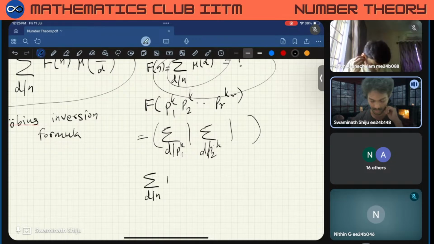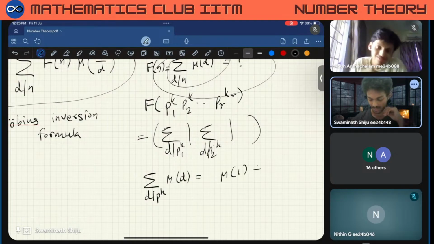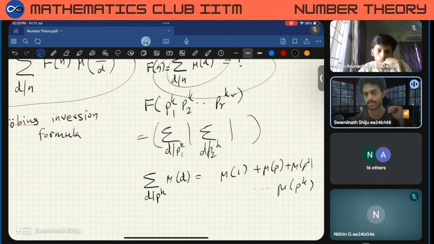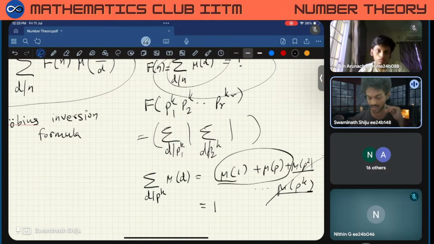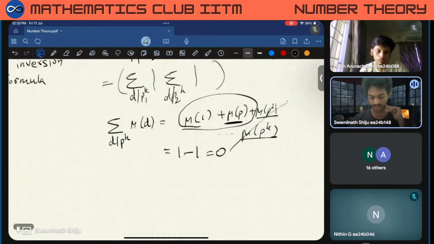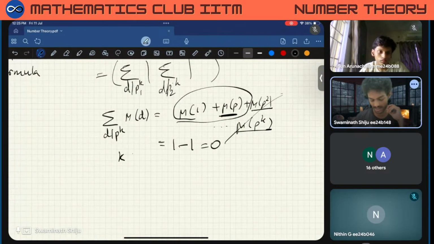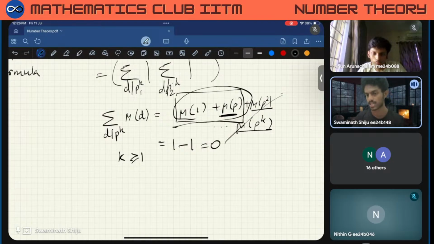So mu of, assume this is p power k, mu of d. That would be mu of 1 plus mu of p plus mu of p square, on and on until mu of p power k, right? Now these all contain p square, so they're all 0. You only have this: 1 is 1, and this is only one prime number, so it's minus 1. So it is 0, right? Now you see this, if k is greater than or equal to 1, you will get these two terms. Anything greater than 1 doesn't matter because it gets cancelled out.